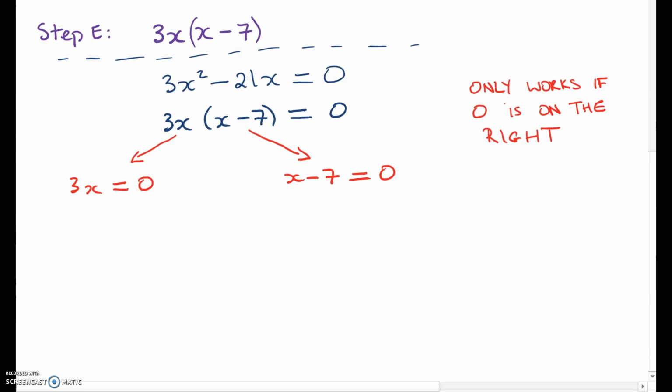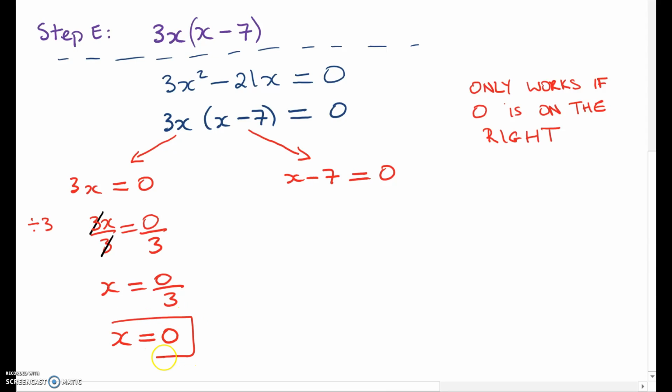So 3x equals 0. If we want to find out what x is, just divide both sides by 3. We get 3x divided by 3 equals 0 over 3. The 3's will cancel here, and so you get x is equal to 0 divided by 3, but 0 divided by anything is just 0. So x is equal to 0. Now you've got x on its own, you're finished.